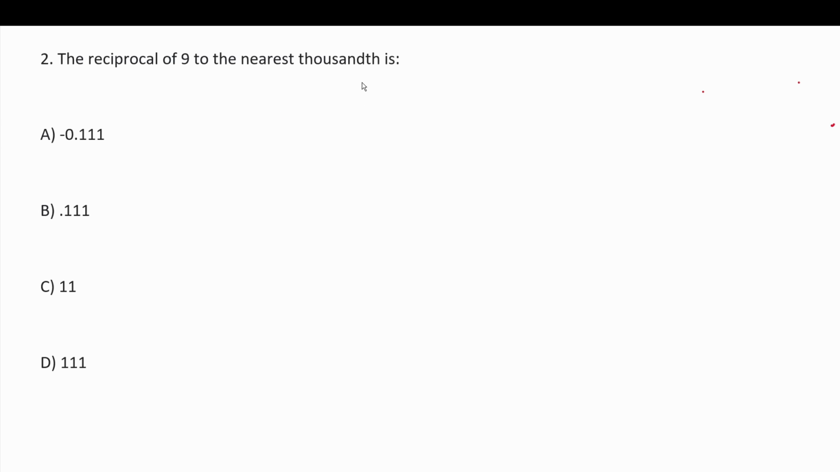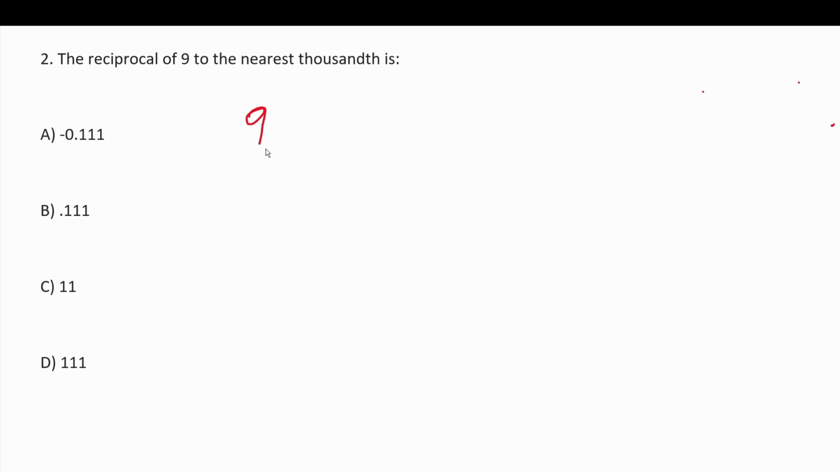All right, number 2 says the reciprocal of 9 to the nearest thousandth is. So let's start with what we're given. We want to find the reciprocal of 9. Well, the reciprocal means you just take a number and you flip it. But if we look at 9, we might be saying to ourselves, well, what am I going to flip here? It's just 9.